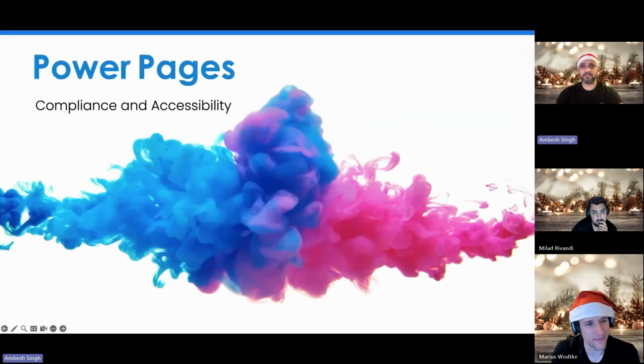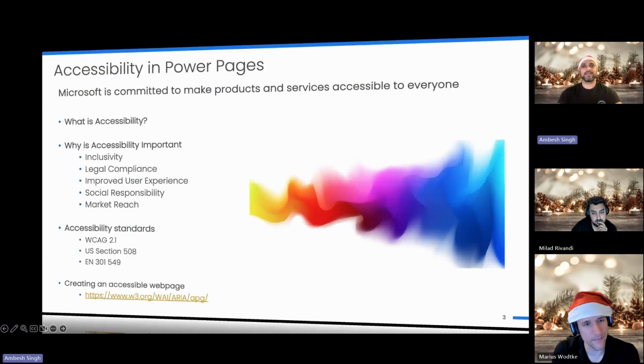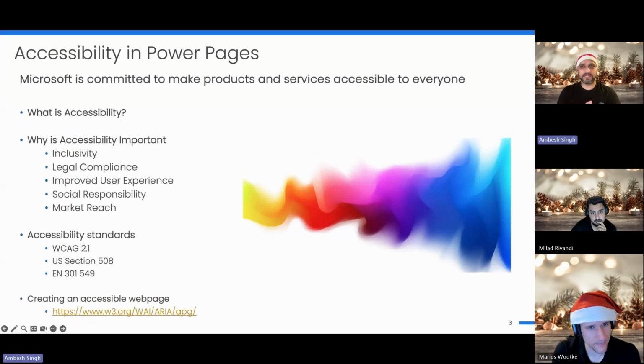Today, we will be focusing on the compliance and accessibility topic within Power Pages. Let's talk about how to ensure accessibility in Power Pages. Microsoft is committed to making its products and services accessible to everyone. But before we go deep into that, let's talk about what accessibility is and why it is important for Power Pages as an external facing website.